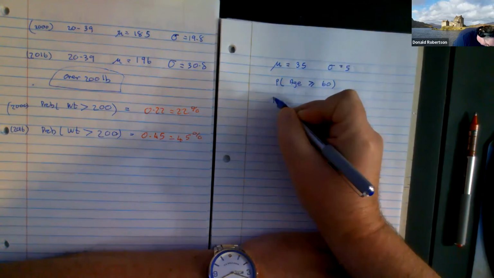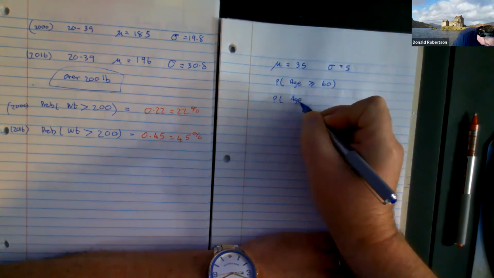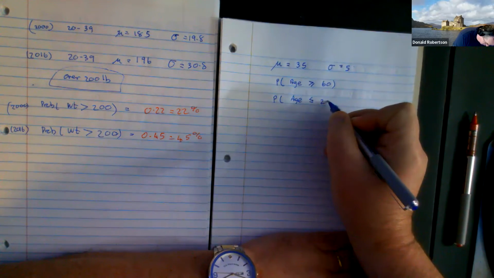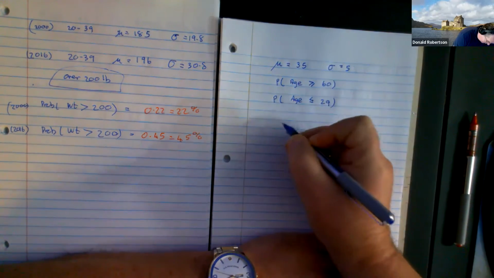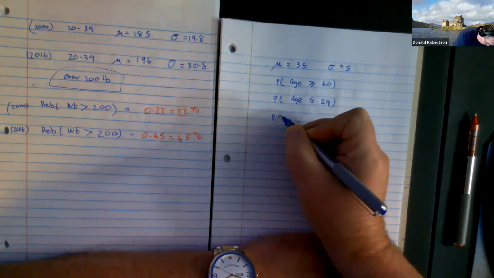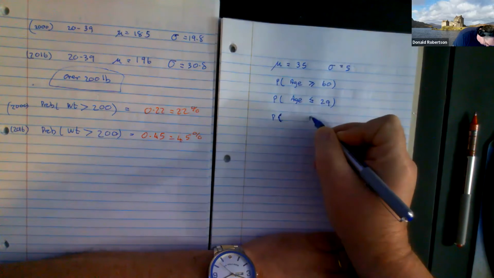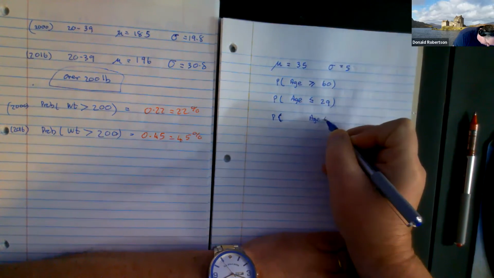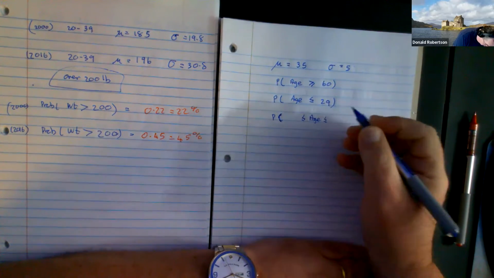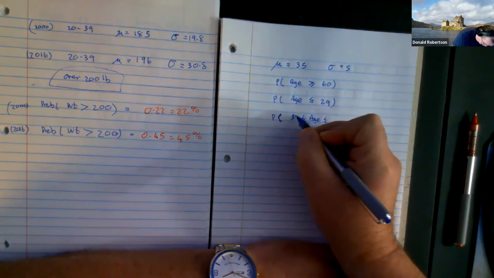I want the probability that they are less than 29. And I'd like to do the probability then that their age is between 30 and 41.